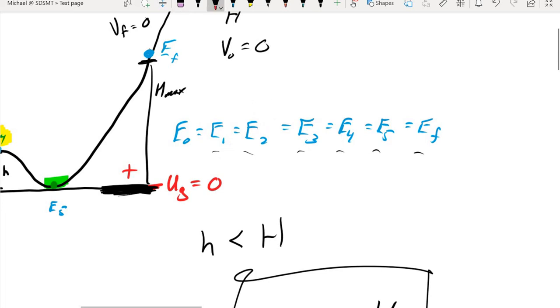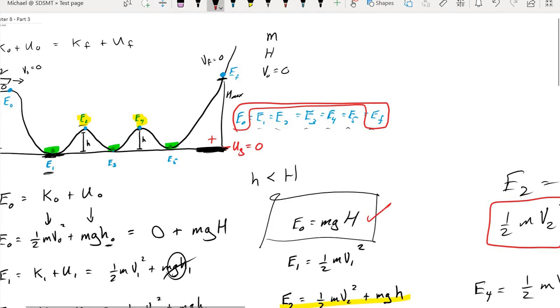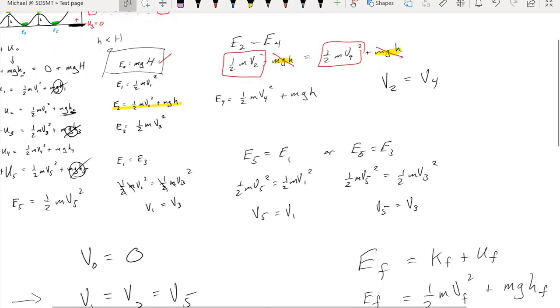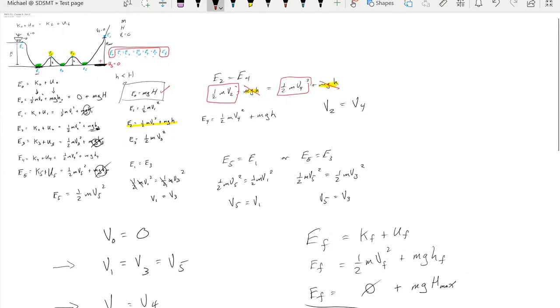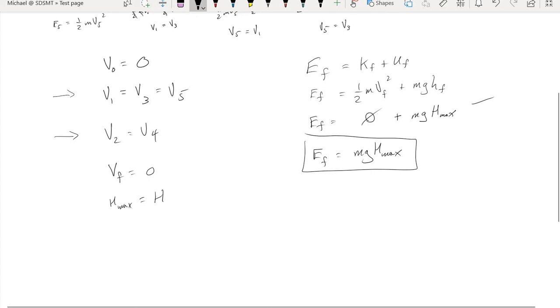Well, there's nothing that says that I can't compare the initial and the final energies. And if I do that, my initial energy says I'm only in a potential energy form at the starting height of big H. So we have mg big H, whereas for the final energy, I have all potential energy in the form of mgh max. And it doesn't take much to see that the maximum height that this roller coaster is going to achieve at the far end is going to equal the initial height that the problem started with. So now I have h max. It's equal to the initial height.